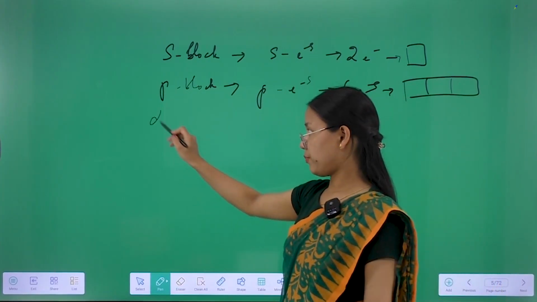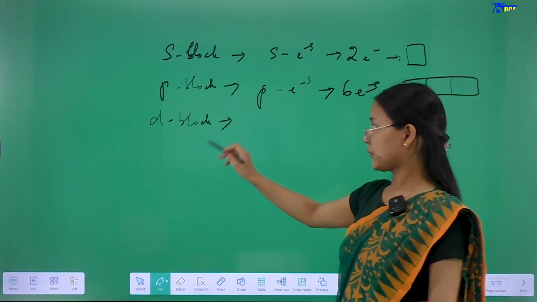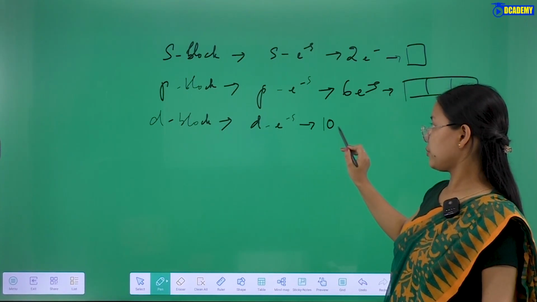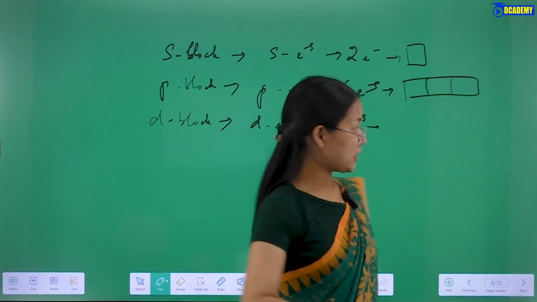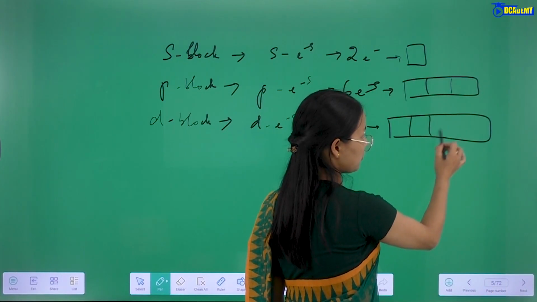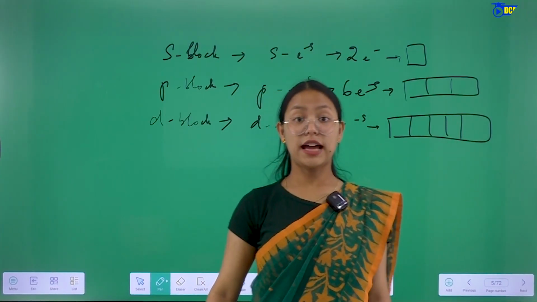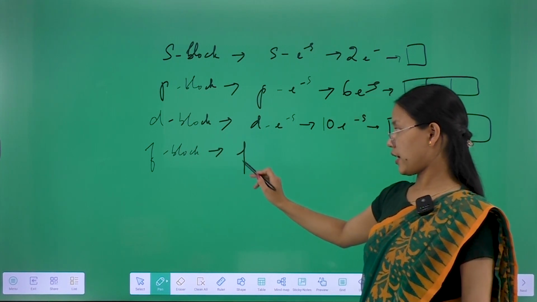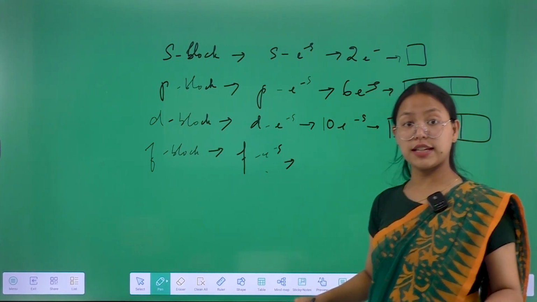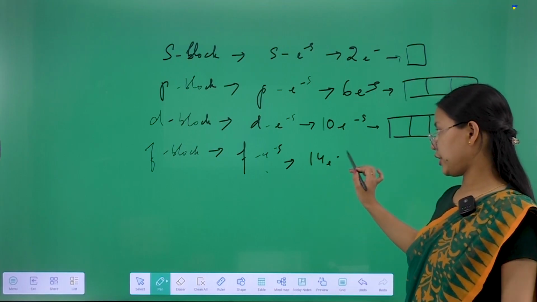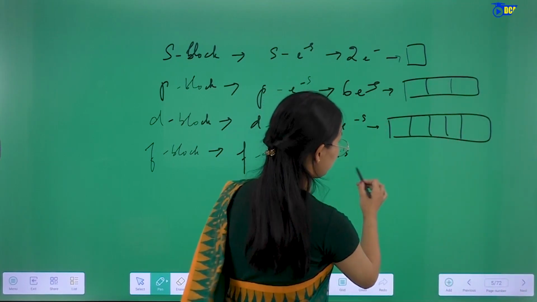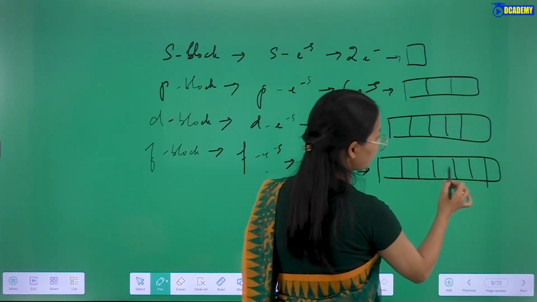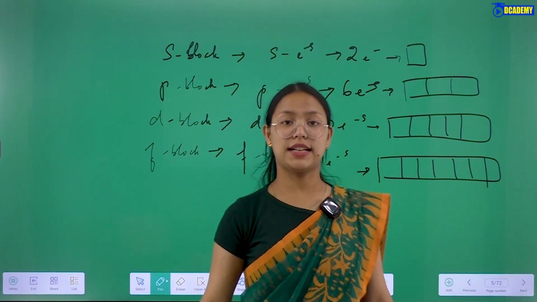And then what about the d block? The d block has a maximum of 10 electrons because it consists of 5 subcells. Then the f block can hold 14 electrons, because it has 1 2 3 4 5 6 7, 7 orbitals.